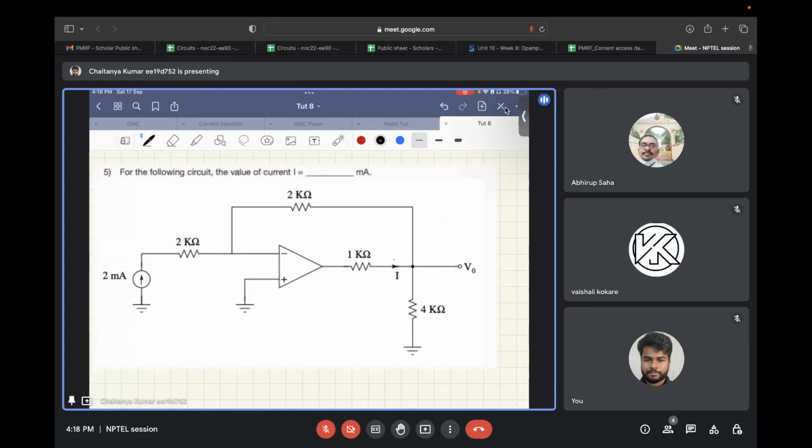So in this circuit, you need to find the current I that this op amp will provide for the given setup. The input is a 2 milliamp ideal current source. Please try it out.